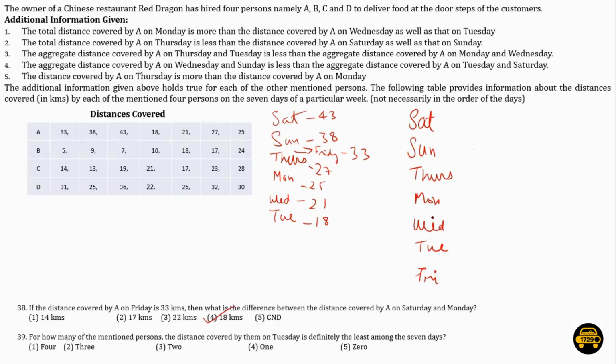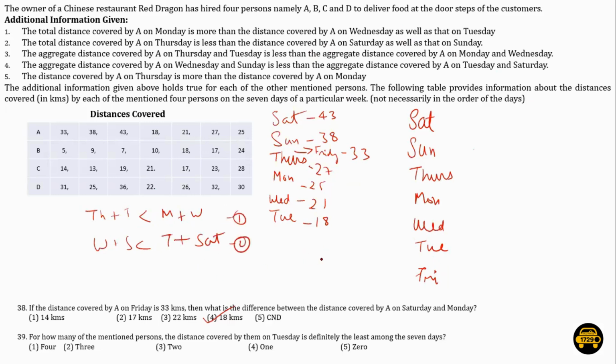Now, how to check it? It's very simple. We were told about the two equations which we made. I'll write again. The first equation said Thursday plus Tuesday is less than Monday plus Wednesday. And the second equation said Wednesday plus Sunday is less than Tuesday plus Saturday.